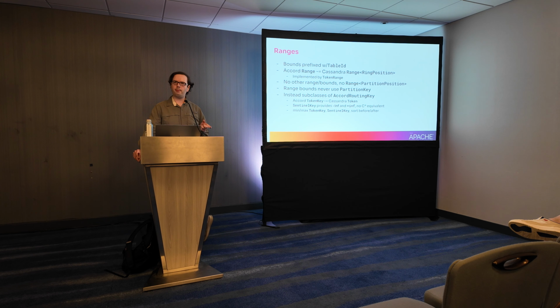So there are no wraparound ranges in Accord. Cassandra doesn't have a positive infinity and negative infinity, so it has to have wraparound ranges, which is a lot to deal with. Accord instead has these bounds that you can just put at the end. That means it doesn't wrap around, it just goes forever. And there's no real token that is less than minus infinity or greater than positive infinity.